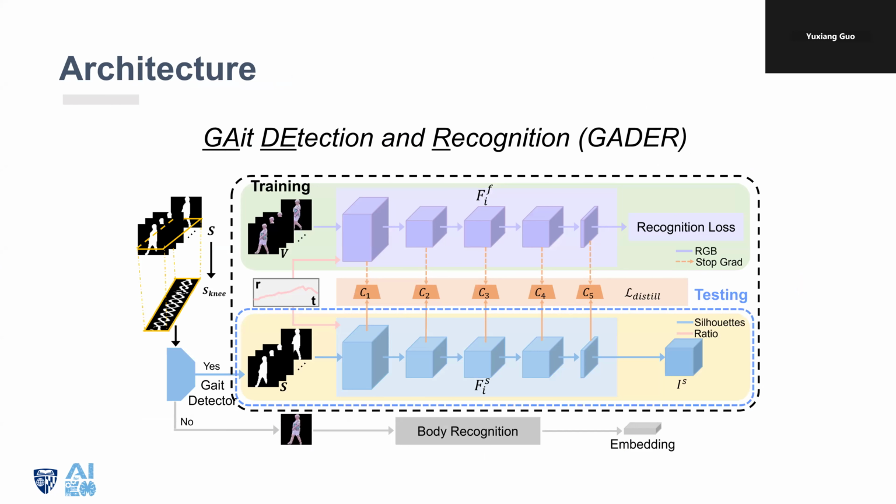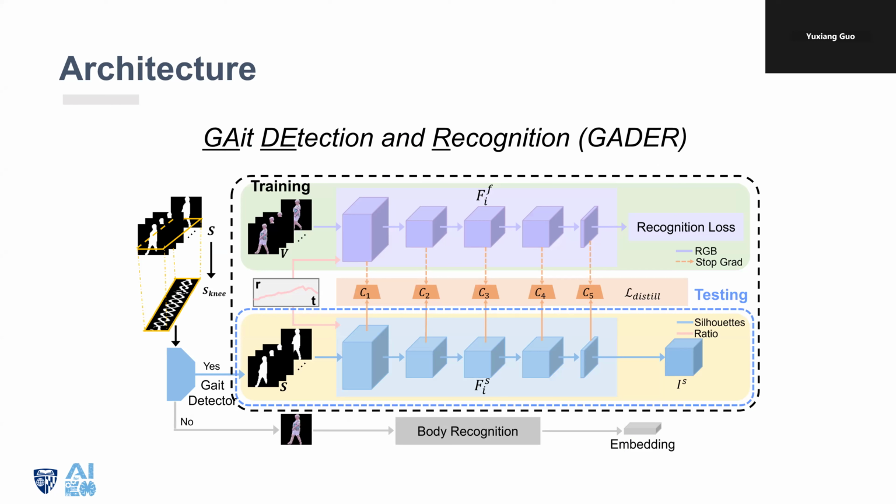So at the beginning, it takes a gait sequence, goes through the gait detector to determine whether it is a qualified gait or not. If not, we will go through the body recognition.